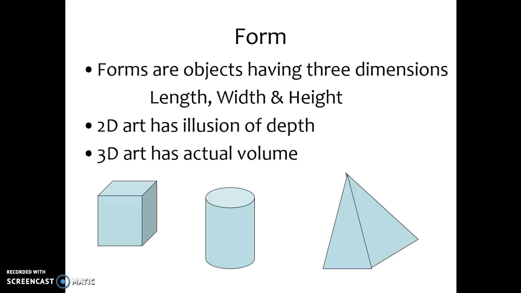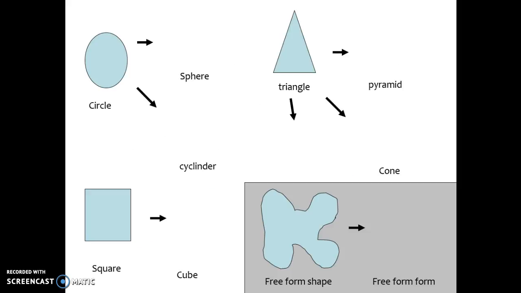So a drawing or a painting can have the illusion of depth and form, but only three-dimensional art has an actual measurable length, width, and height. We can create form using several different types of shapes. A shape just has length and width, and by adding the depth or height to it, you create a form.